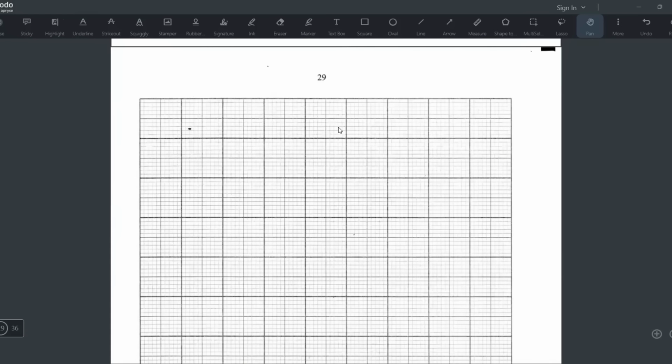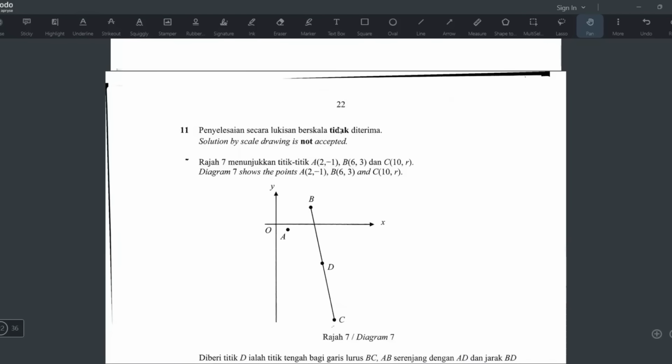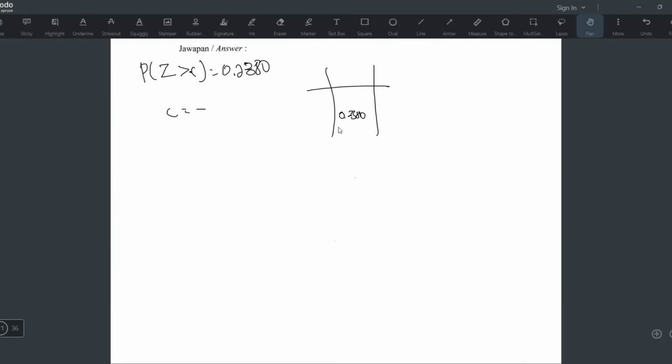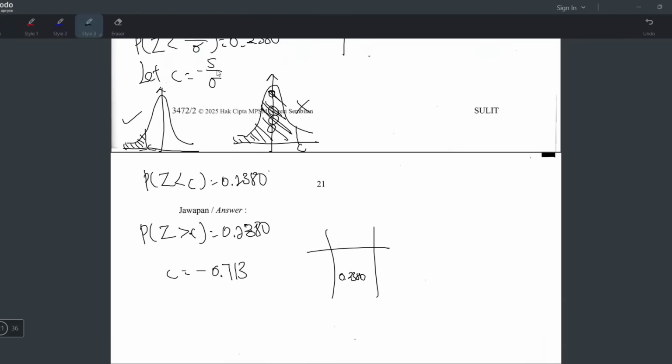Okay, and students sometimes always forget this. So you all have to be careful. That's why when I teach my students, I always tell them, if you know the C is negative, you should straight away go to the last baris, tulis siap-siap the negative, just in case you forget the negative. Alright, after you have your C, now you can substitute back the C with the negative 5 over standard deviation. Now you can find your standard deviation.